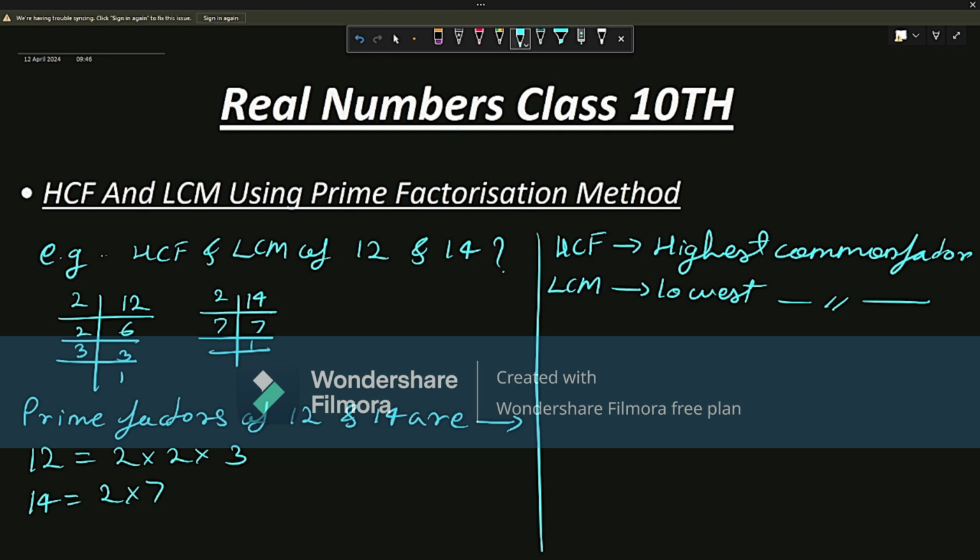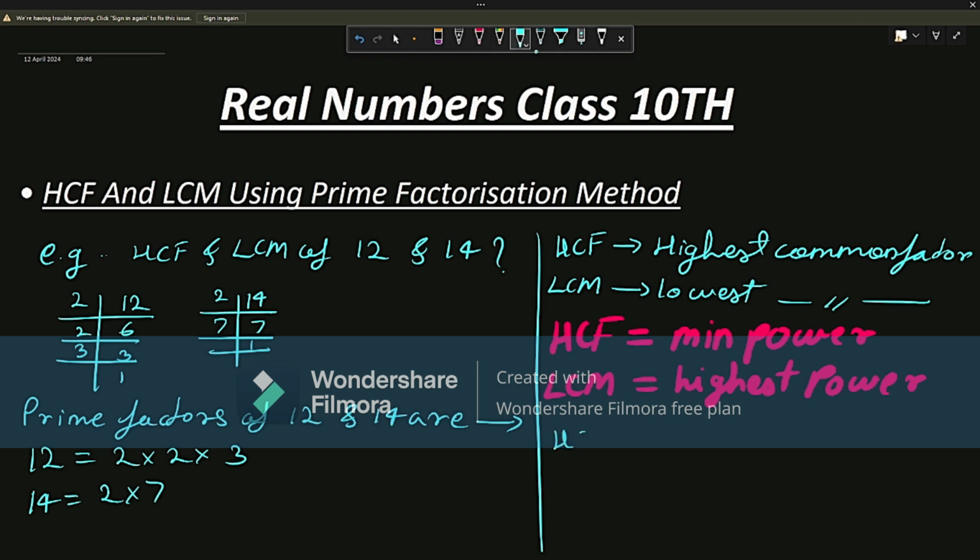So HCF means highest common factor, so we think the highest power should be for HCF. No. For HCF, I will do it with a red pen, choose the minimum power, and for LCM, choose the highest power.